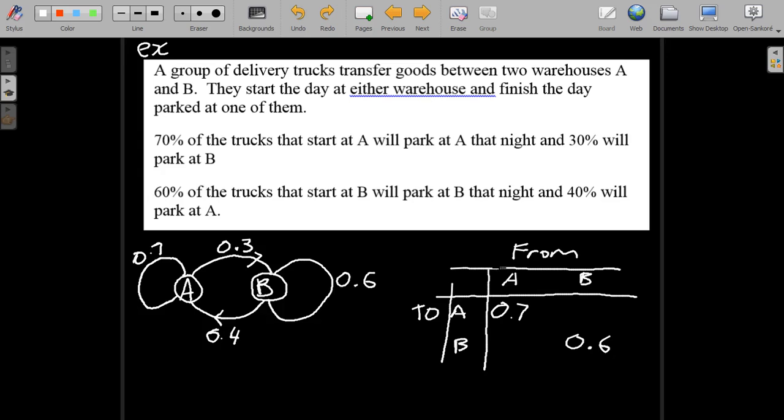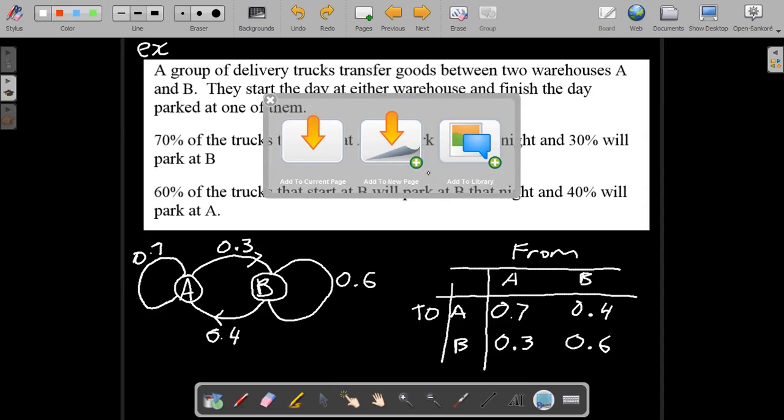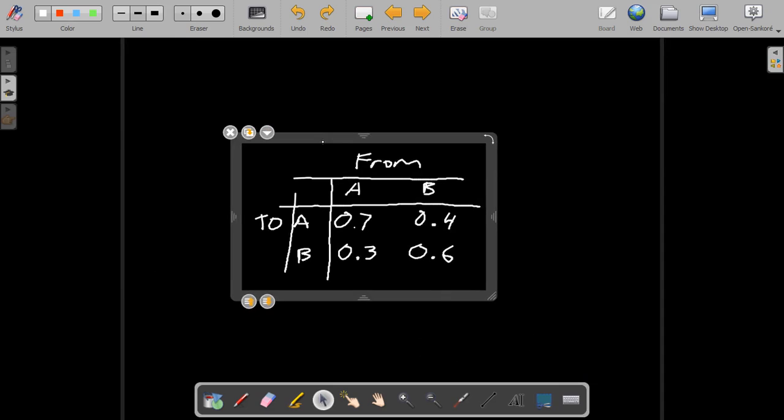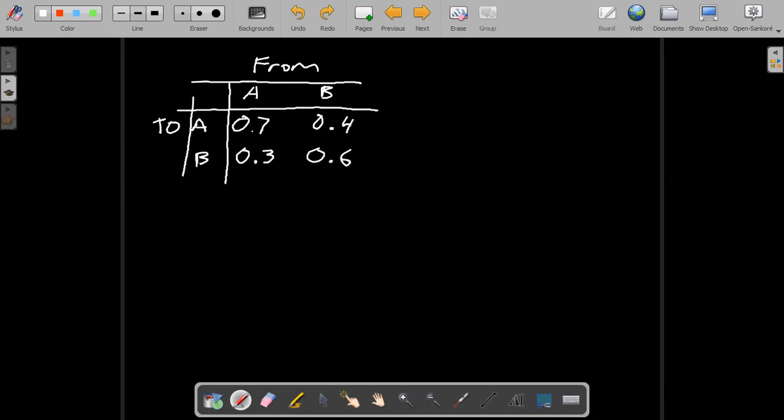And then filling in the blanks, if we start at A, end up at B, we've got 0.3. Start at B, end up at A, 0.4. So I'm just taking that table there, and we could have used the diagram as well. Either one's fine. But what we want to do is convert that information into a matrix, and it's a special matrix, and we're defining it as a transition matrix.